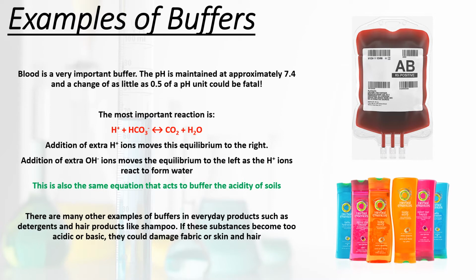This is also the same equation that acts to buffer the acidity of soils, so the same kind of buffer reaction happens in soils as it does in blood. And there are many other examples of buffers in everyday products such as detergents and hair products like shampoo. If these substances become too acidic or too basic, then obviously they could damage fabric, they could damage your skin, they could damage your hair, which is all very bad.